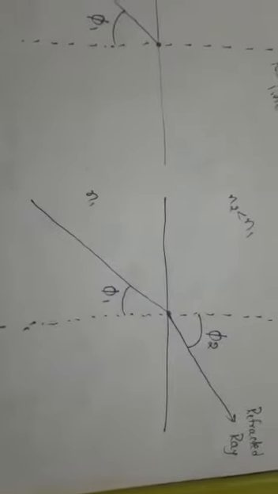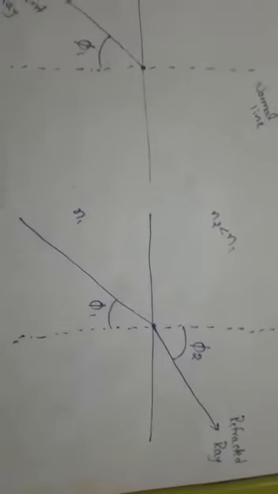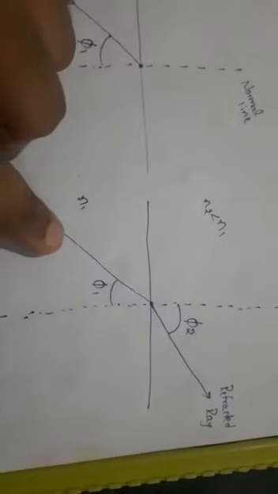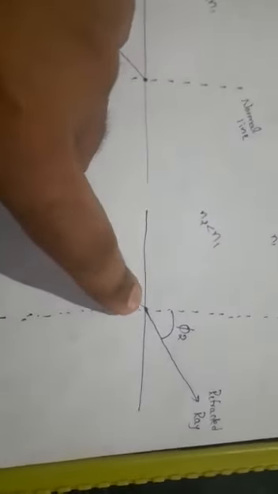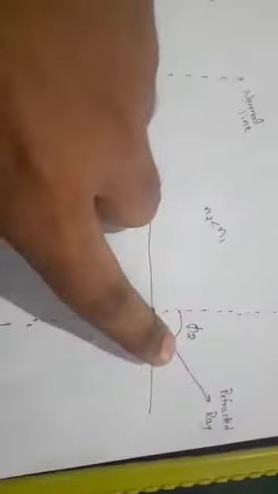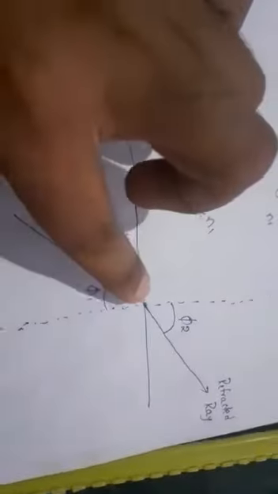Next, in fourth step, what will happen? Whenever we apply the incident ray from one material, it will enter another material. So it will be refracted, which means this light will be bent, slightly bent, in another material.